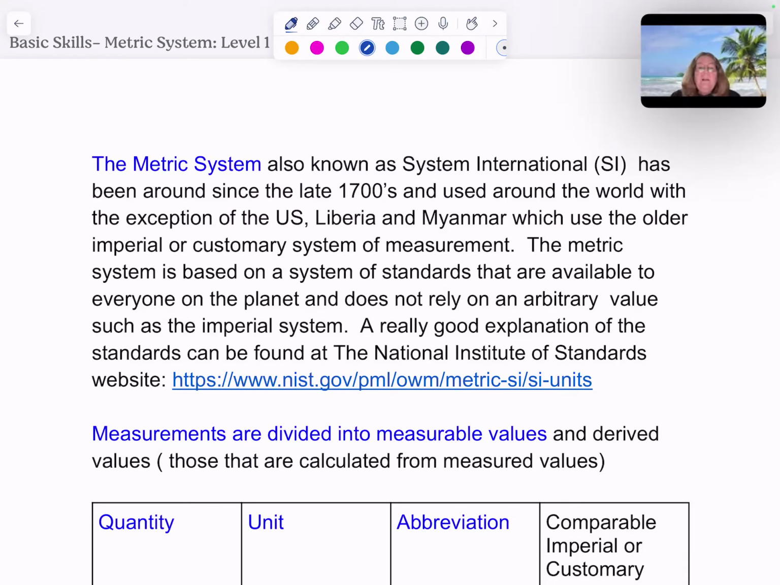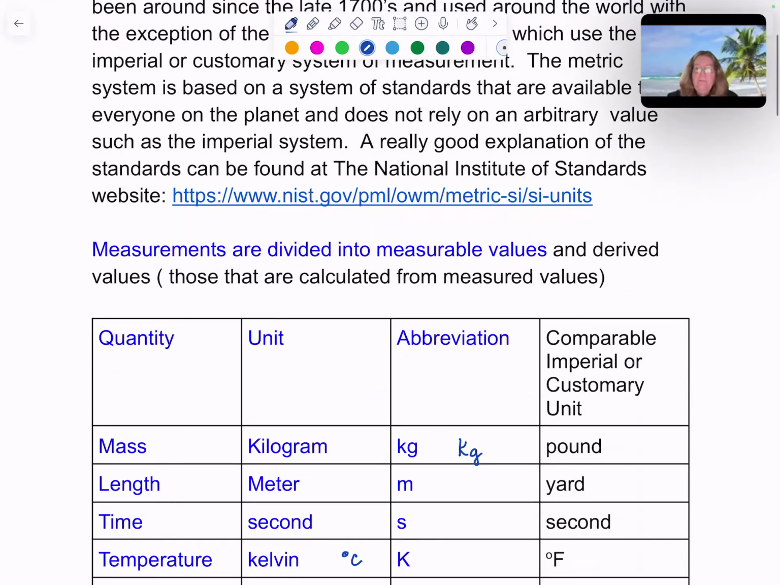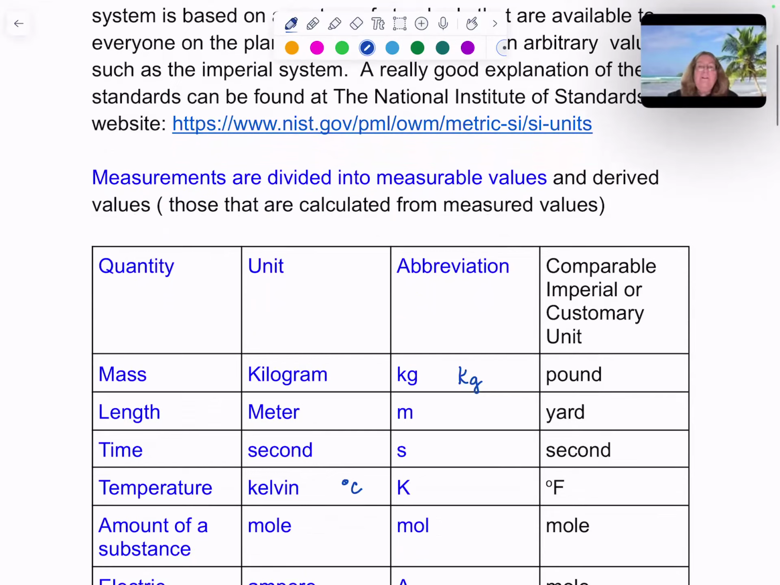A really good explanation of standards can be found at the National Institute of Standards website. And if you're a pre-AP or AP level student, I highly recommend that you go to this site and look at it. So measurements are divided into measurable values and derived values. Derived values are those that are calculated from measured values.